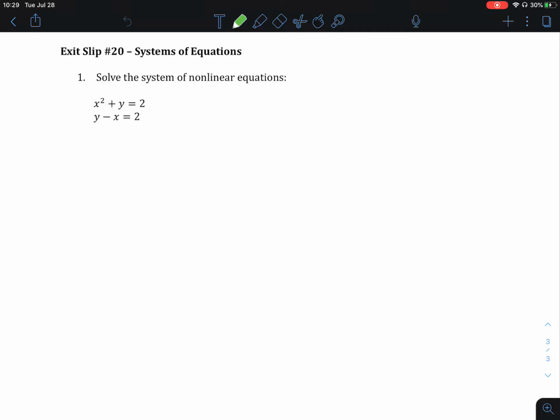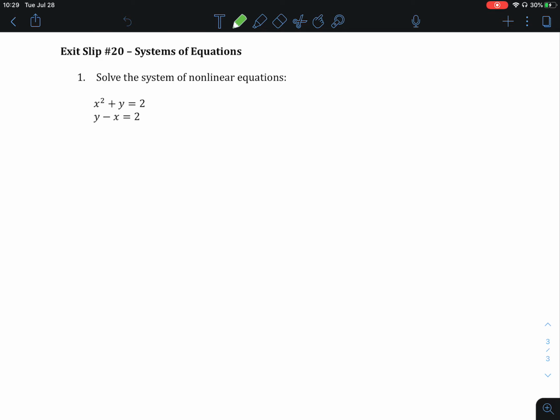Let's take a look at exit slip 20. This is our last exit slip. In this exit slip, we were looking at nonlinear systems. Basically that meant that at least one of our equations in the system of two equations, two variables was not linear. So it could be quadratic or even something like a circle or an ellipse.